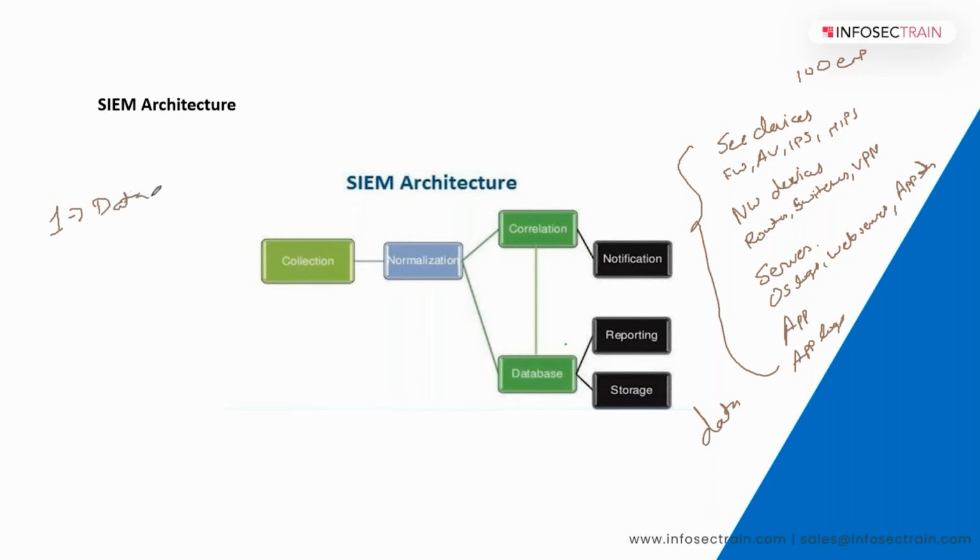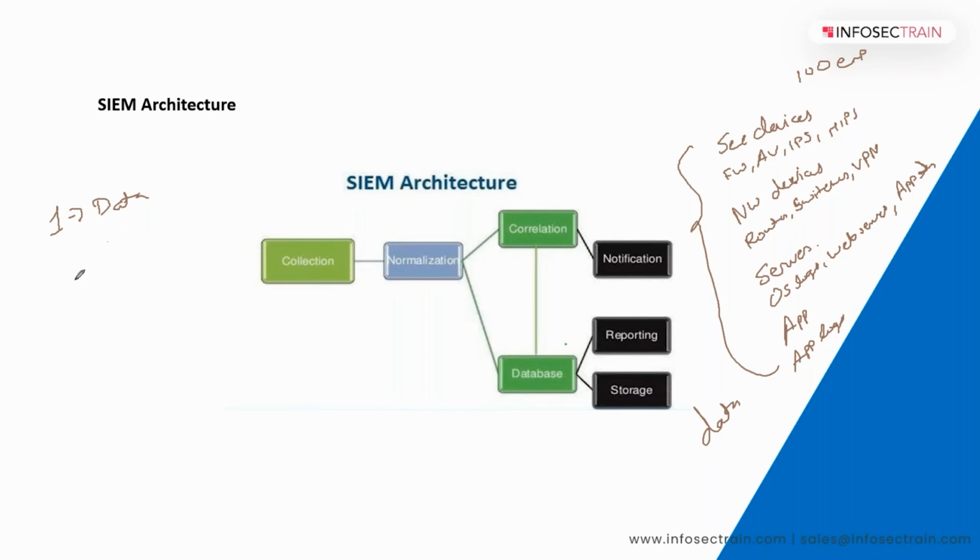Collect the data in the form of a log. What logs do you want? I want firewall log, antivirus log, IPS log, HIPS log, which are from security devices. I want logs of routers, switches, VPN, which are network devices. I want logs of your operating system, web server, app servers, which are considered servers. Then we have some applications as well. Collect the logs of those applications too. So there will be a device which is going to send data to a SIEM, in the form of a log.